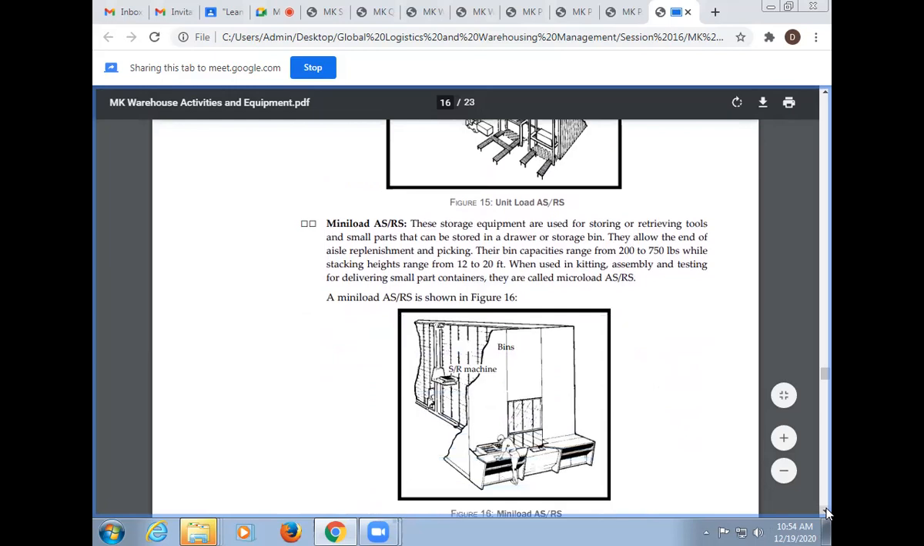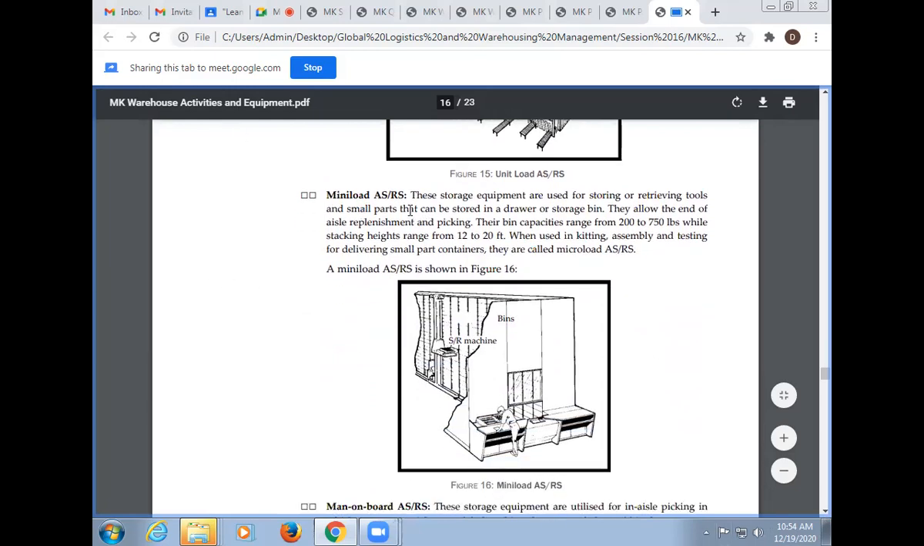Miniload automated storage and retrieval system. These storage equipment are used for storing and retrieving tools and small parts that can be stored in a drawer or a storage bin. Miniload ASRS systems are shown here. They allow end of aisle replacement and picking. Their bin capacity ranges from 200 to 750 lbs, while stacking heights range from 12 to 20 feet. When used in kitting, assembly and testing for delivering small part containers, they are called microload ASRS systems. A miniload ASRS system is shown in the figure.